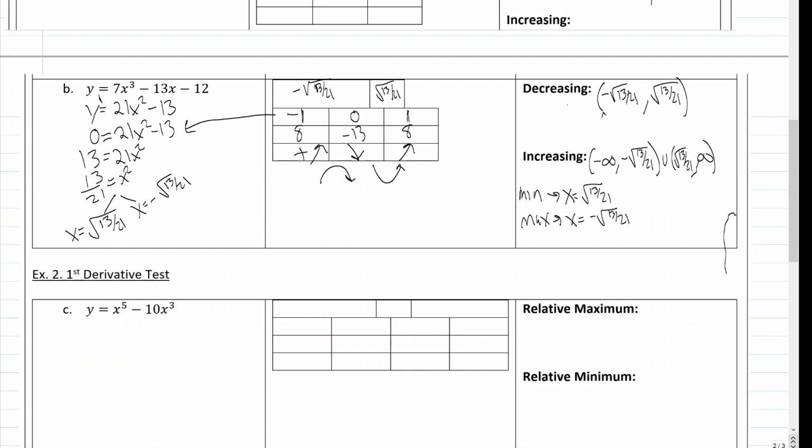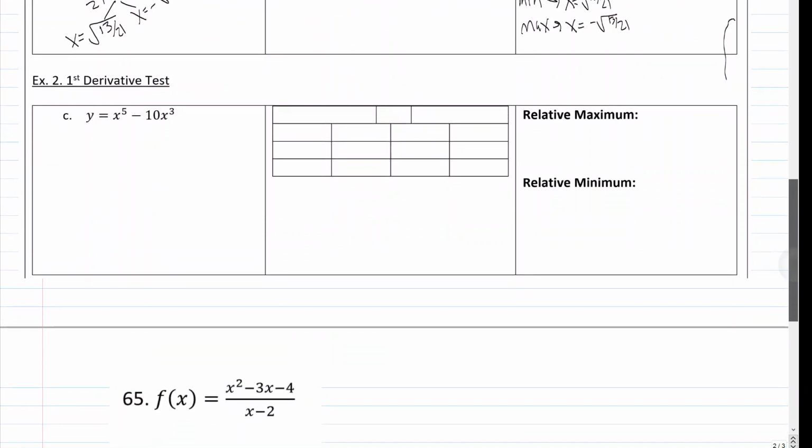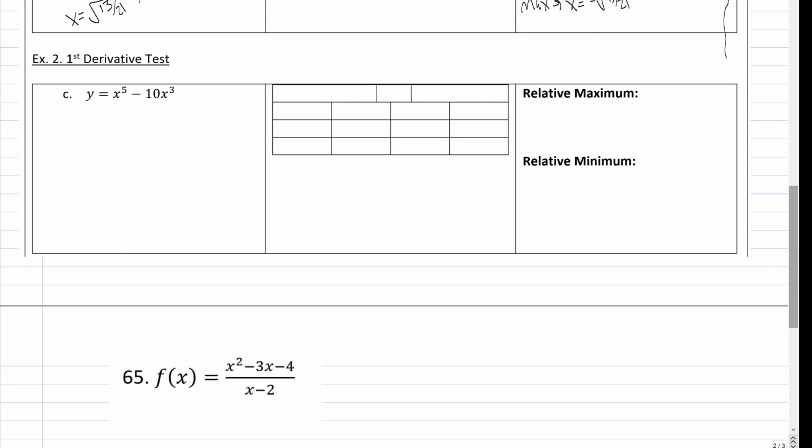Anyways, onwards down to our first derivative test question, the bottom example here. It's x to the 5th minus 10x cubed. We're going to be doing basically the same sort of thing we've just been doing. The derivative of y is y prime, and 5x to the 4th minus 30x squared is our derivative. I factor out a 5x squared and set it equal to 0, and I get 5x squared times x squared minus 6.